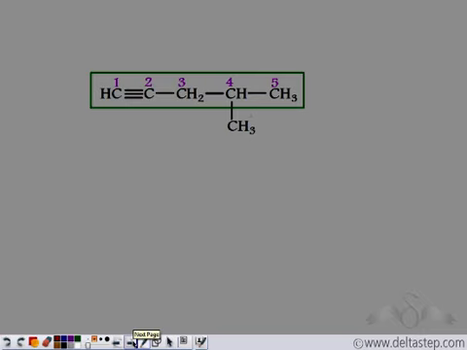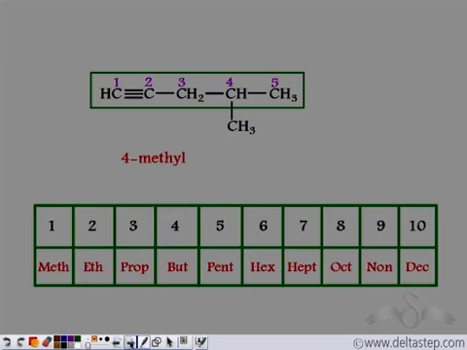So now we have to name the prefix. The prefix comes from the substituent present at position number 4. So the substituent is a methyl group. For the word root, we see there are 5 carbon atoms in the longest carbon chain. 5 means pent. So this becomes pent. The triple bond starts from position number 1. And since it is an alkyne, the suffix becomes -ine. So this is the IUPAC name of this organic compound.